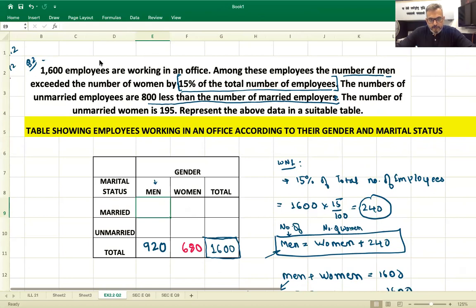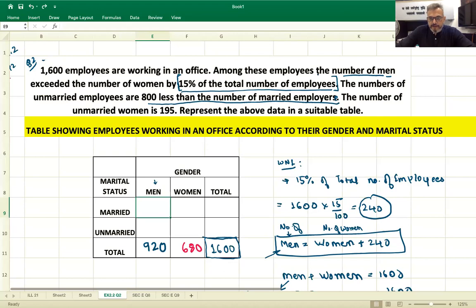See, in this chapter, tabulation, reading is very important. So if you are not able to understand, you break the statement into parts and then you read. That will be better. Now, there are 1600 employees.